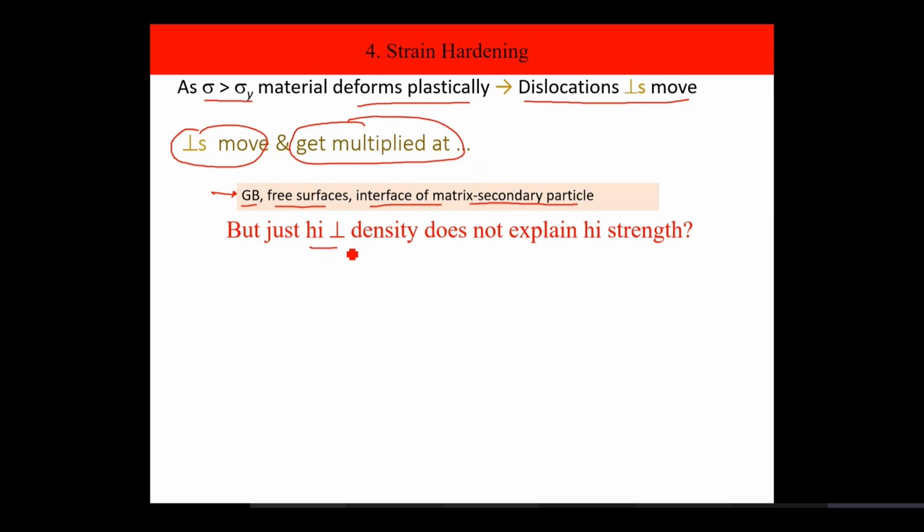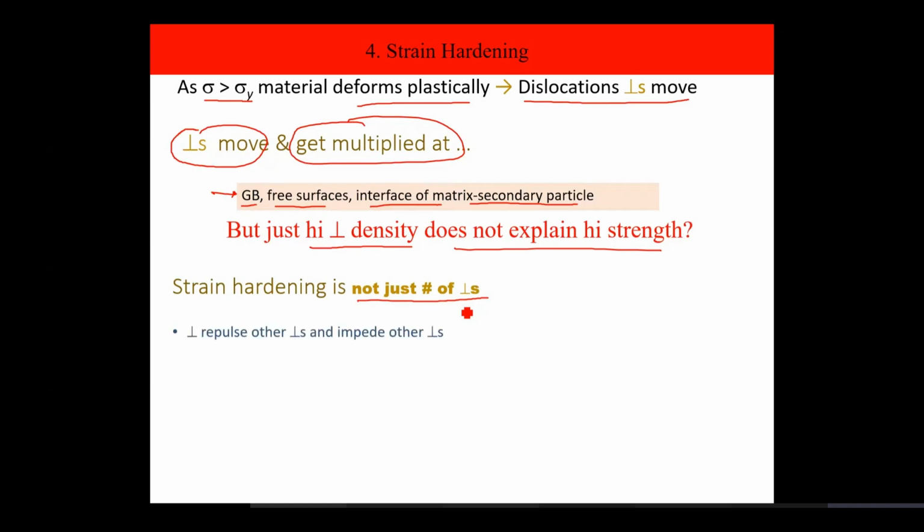But a high dislocation density, that means a higher number of dislocations, does not by itself explain high strength. High strength is explained when dislocation motion gets difficult. So strain hardening is not just the number of dislocations getting increased. It is not that the number of dislocations increases, that's why you are getting a hardening effect or strengthening effect. It is basically that the dislocations that are created repel each other and impede the motion of each other.